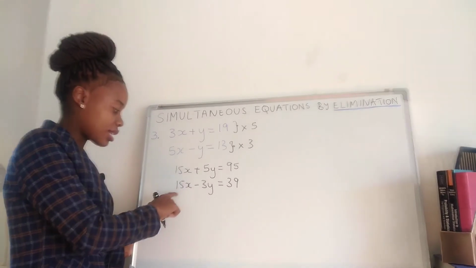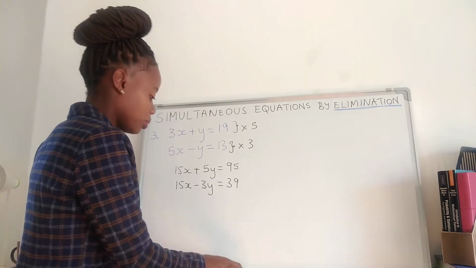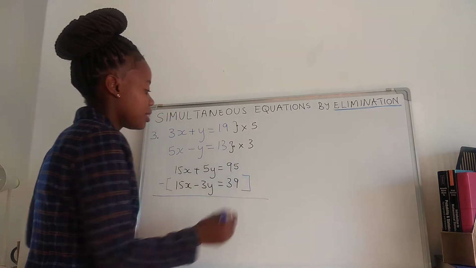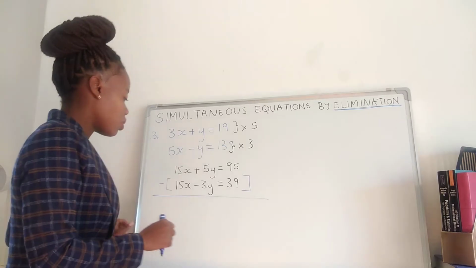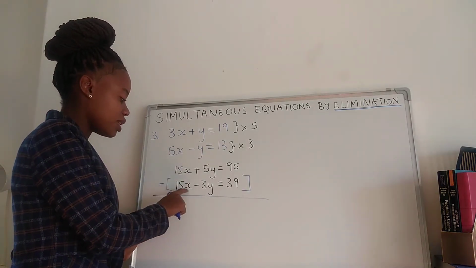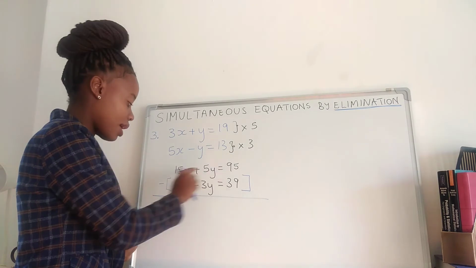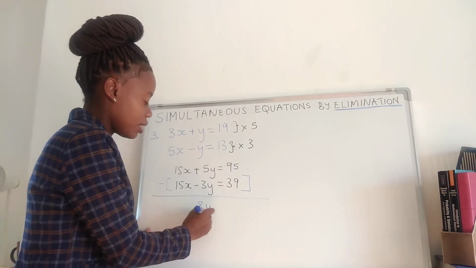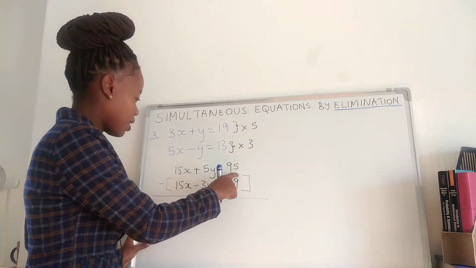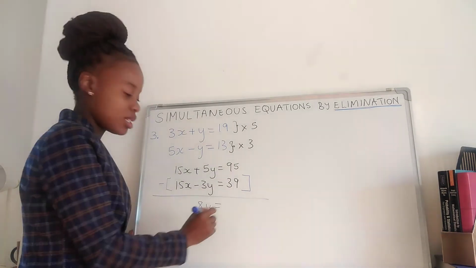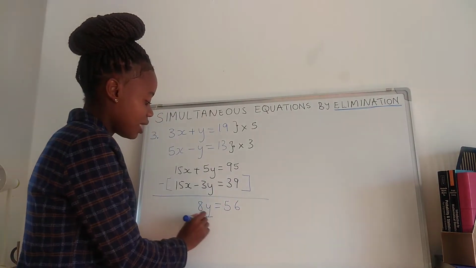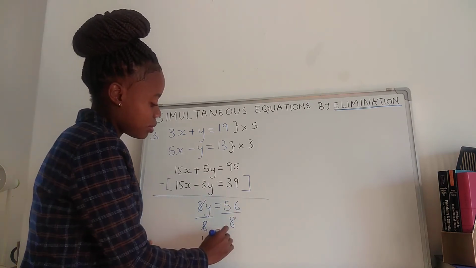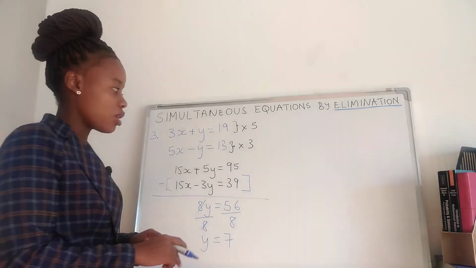Okay, now we're going to eliminate x. You can see that we have 15x and 15x here. So we can eliminate that by subtracting. Just by subtracting. So we're going to have 15x minus 15x is 0, and then 5y minus negative 3y, which is 8y, and then we're going to have 95 minus 39, which is 56. Okay, we divide by 8, we divide by 8. We are going to have y equals 7. Okay, we managed to find our y, which is 7.